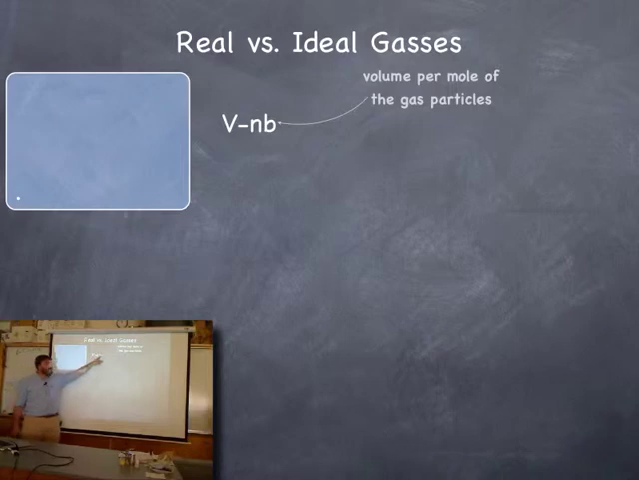So the B factor here is essentially the volume per mole of particles. What volume do the actual molecules take up? This is some value that we'd have to measure or calculate for each different type of molecule. Carbon dioxide would have one, hydrogen would have a different one, nitrogen would have a different one. We'd have to calculate that value or look it up in a table. In fact, there are tables in our book that list these B values, the molar volume of the particles.